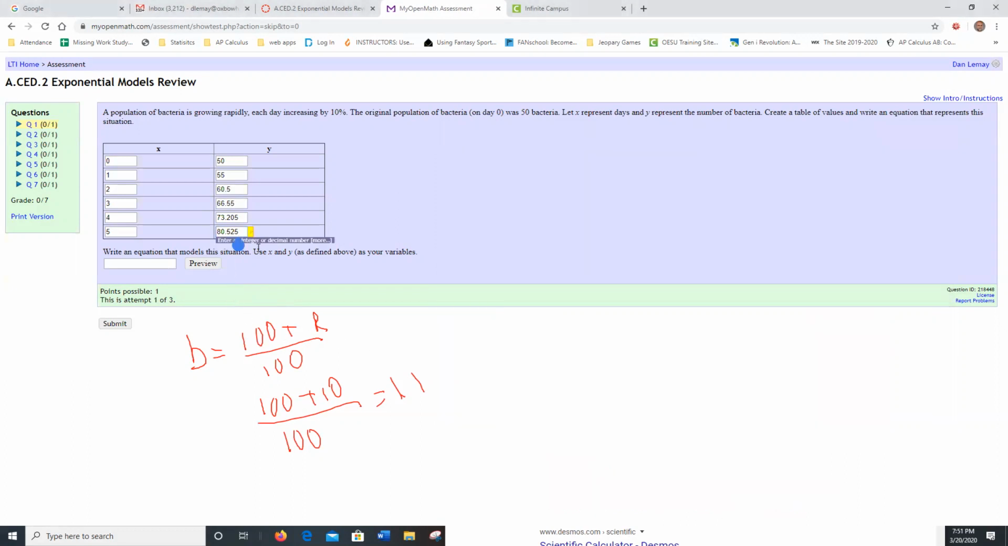There we go. Now to get the equation, remember, these are usually in the form y equals a times b to the x. We already know b is 1.1, and a is our initial value. So my equation is going to be y equals 50 times 1.1 raised to the x. To get the computer to understand that, you can either use the math palette there, or I'm just going to write it in.